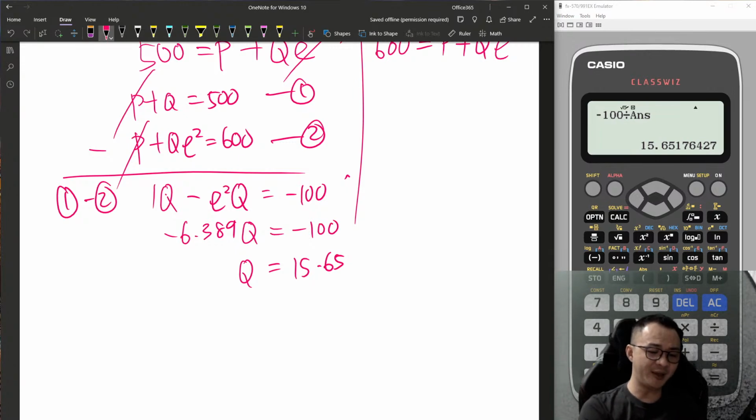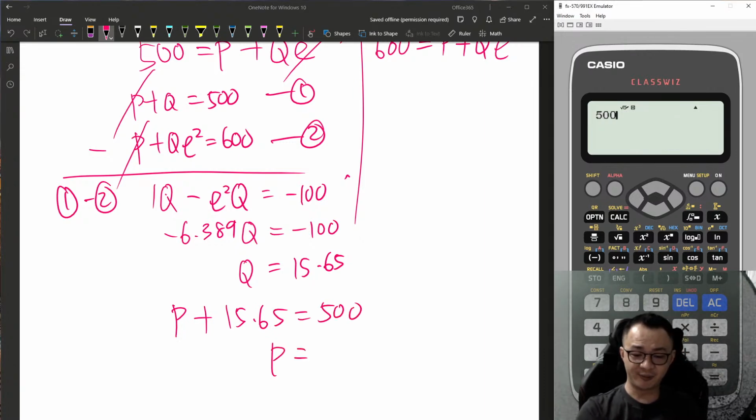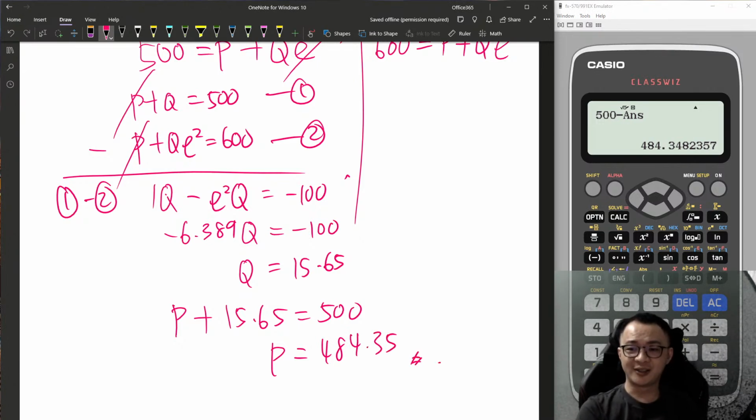Alright, then P plus Q equals 500. So P plus this one equals 500. Then P is just 500 minus the answer, isn't it? 484.35. This is my P value, yeah.